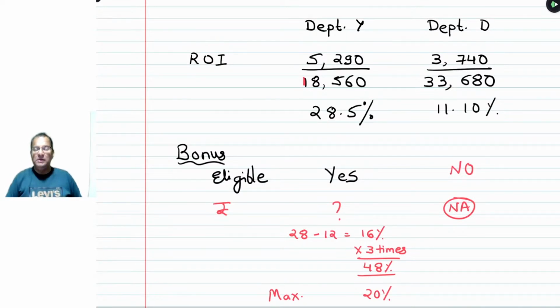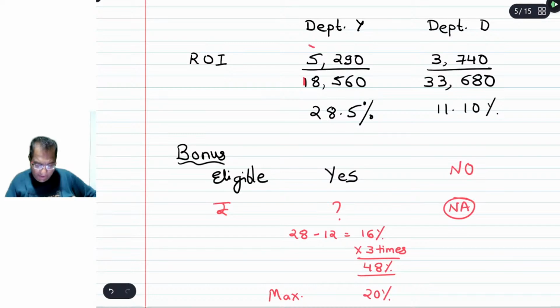What happens when you make a new investment? The new investment will not generate its maximum profit from the very first year. It will take time. From the second or third year, it will be able to generate its full profit. Okay. All such calculations are already known by both the managers, Department Y and Department D.